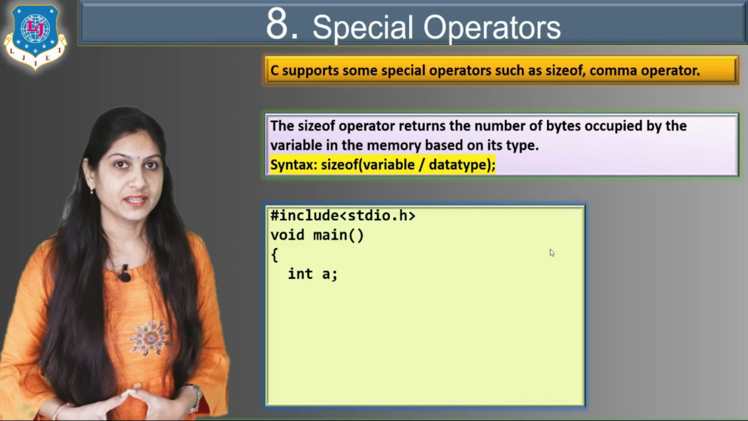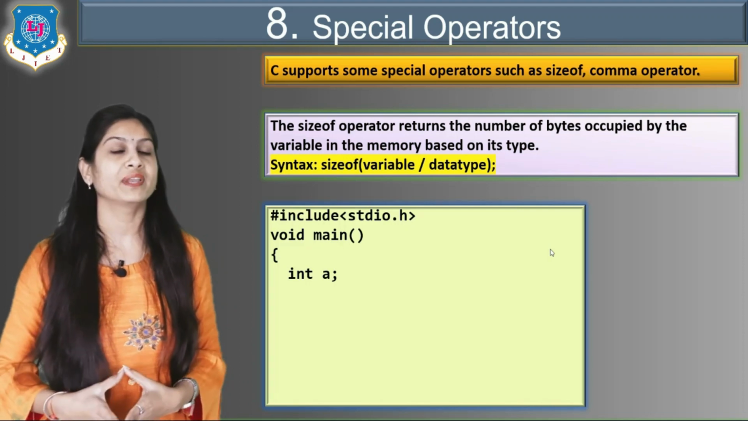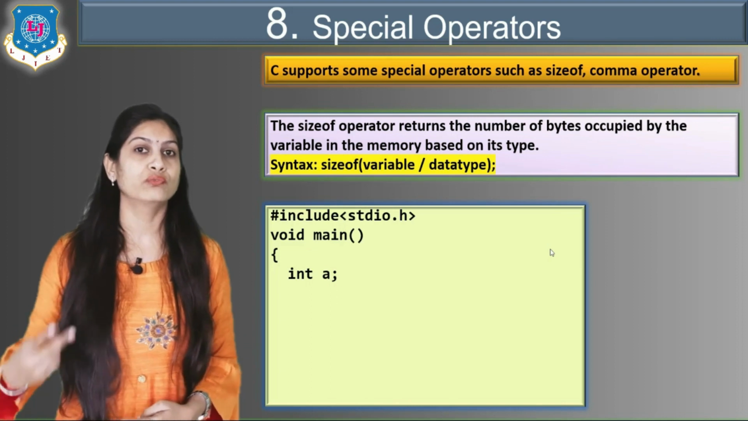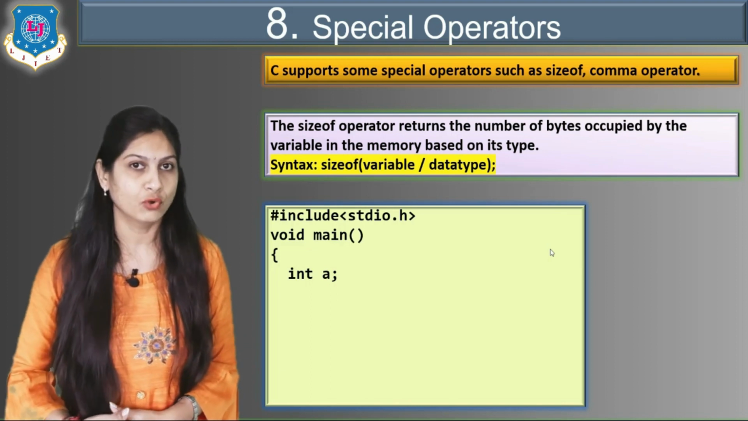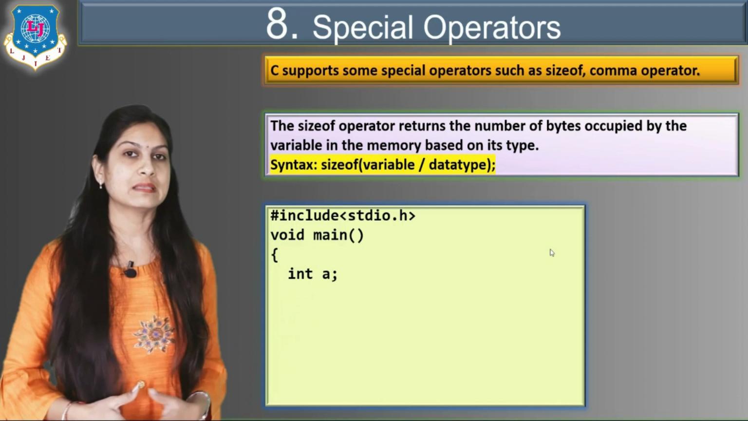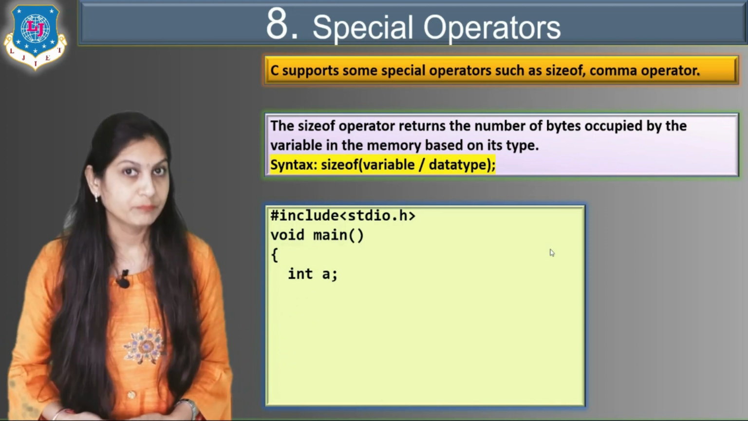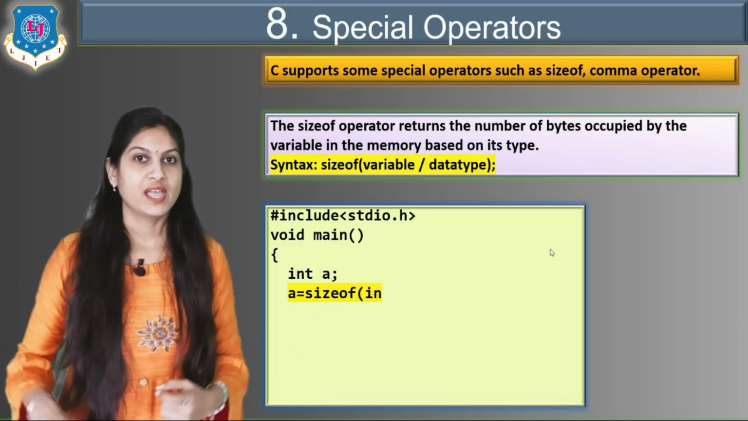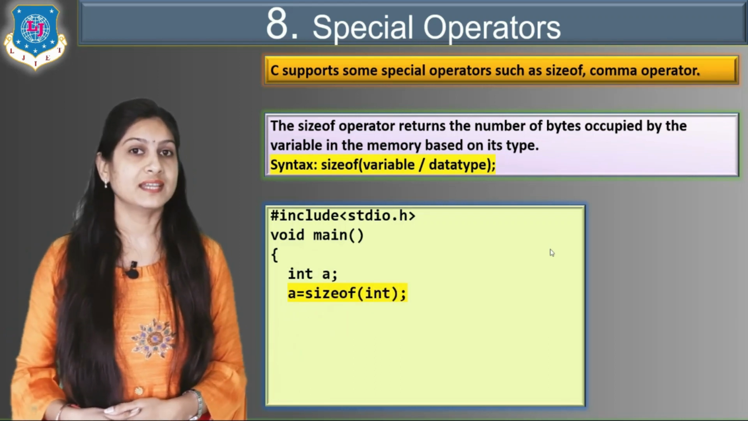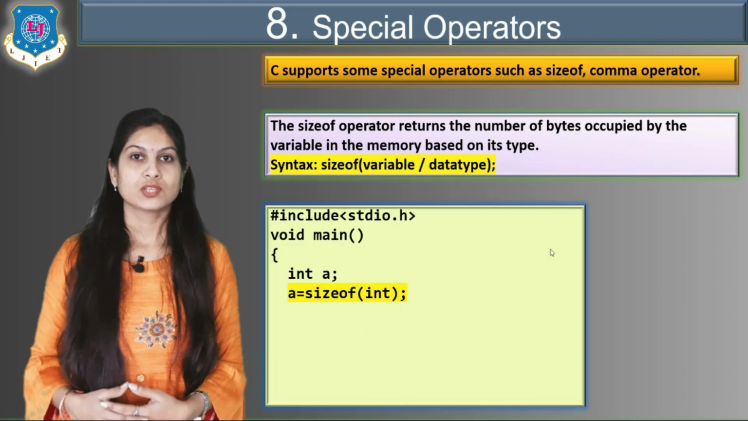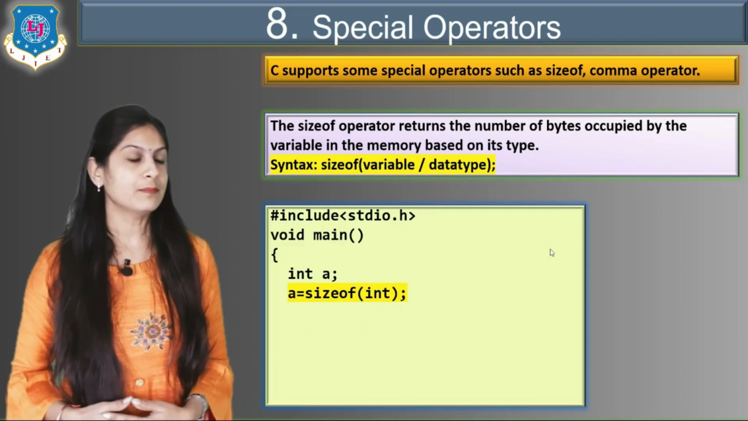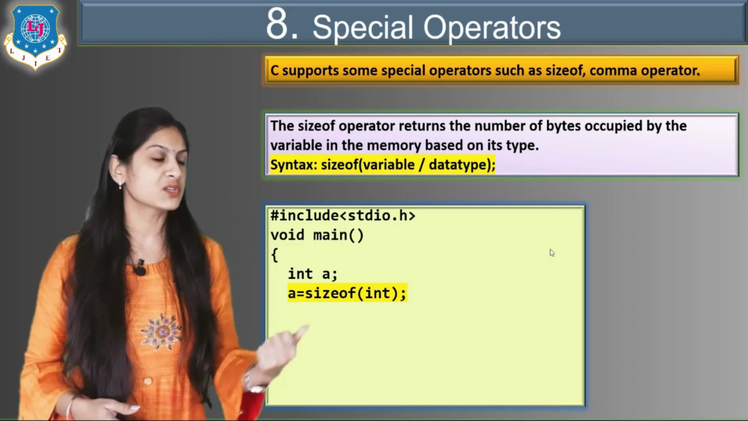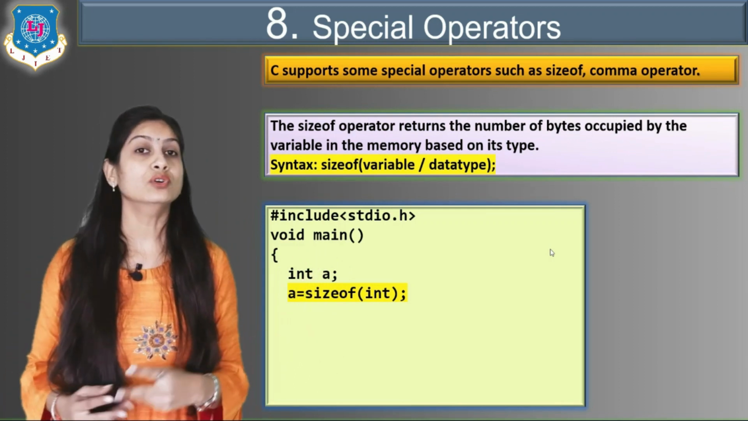Now why is it integer? Because the sizeof operator gives only an integer value. Why? Because 2, 4, 8, it does not give any float value. That's why we take one simple variable, int a. And a equals what? Our operator, that is sizeof, and inside the brackets we pass the data type, like int. So what is the output of this program? Sizeof int means integer occupies 2 bytes, that's why a has the value 2.